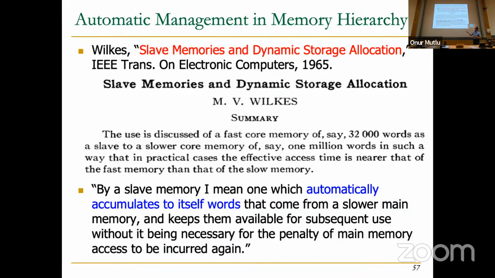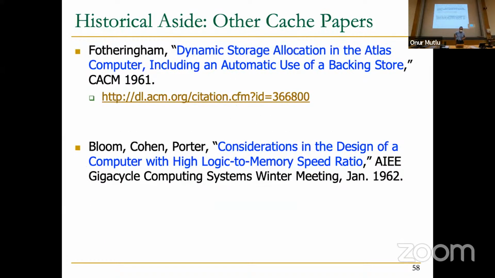So you can see over here, by slave memory, I mean one which automatically accumulates to itself words that come from a slower main memory and keeps them available for subsequent use without it being necessary for the penalty of the main memory access to be incurred again. Beautiful writing. So let me give you another historical aside.